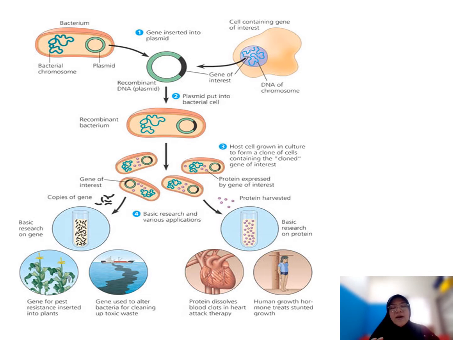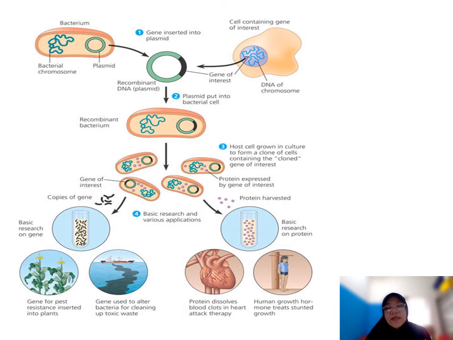Other than harvesting the protein from the expressed gene in the host cells, the recombinant DNA also helps in multiplying the number of genes that will be used in basic research. For example, the gene of interest can give plants resistance toward pests, and also help in cleaning water, such as seawater, of toxic waste.